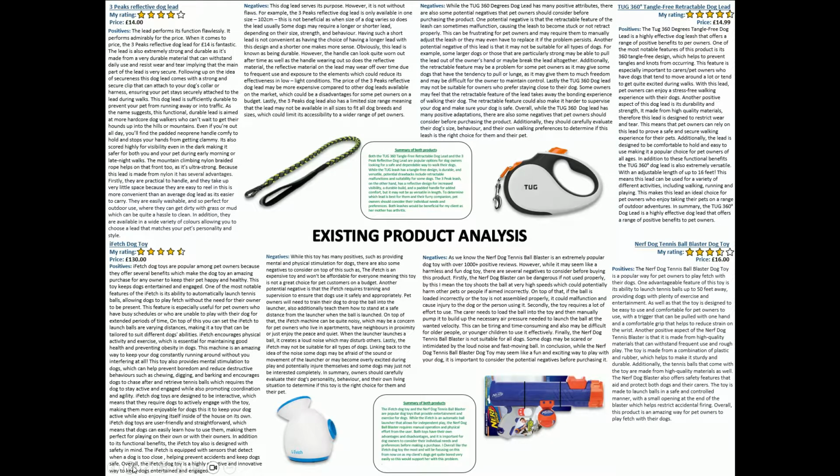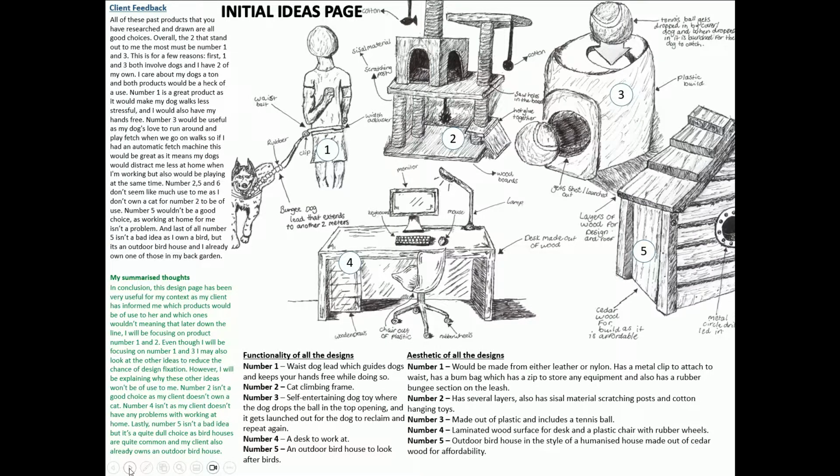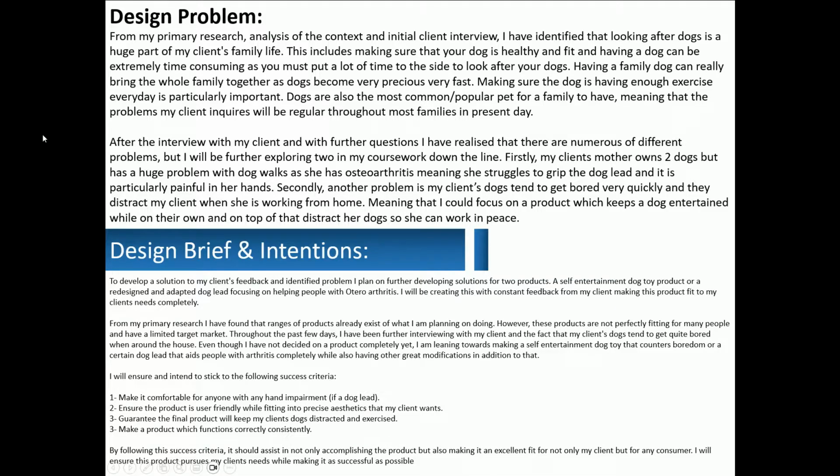Now this is my existing product analysis, where I zoomed in on some products and wrote my rating, positives and negatives of every product, and a summary of both products. This one did take a while, but it's definitely worth it, trust me. This is my first initial ideas page, where I drew some ideas of existing products so I could get a better idea of what I'm going to be doing. I wrote my client feedback, my summarized thoughts of this page, and the functionality and aesthetic of all the designs. Then my design problem, design brief and intentions.